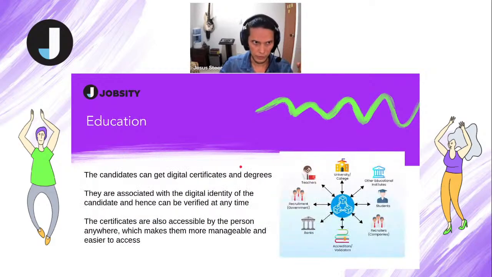Also for education, you can keep the digital certificates and degrees in your wallet. So it is interesting because you can travel and your certificates are everywhere with you, and the important thing is they are verifiable. It is easy because there is a digital signature of the entity that created the certificate, so it can easily be validated anywhere.